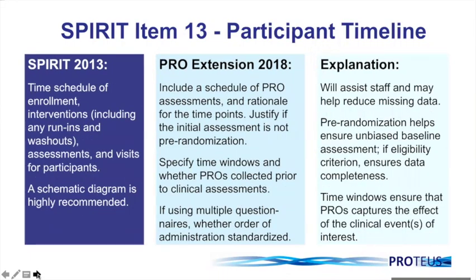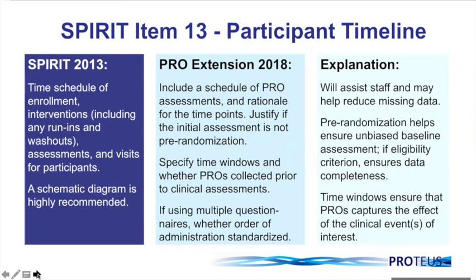So now let's turn to Spirit item 13, the participant timeline. Spirit 2013 stated that the time schedule of enrolment, interventions and any run-ins and assessments and visits for participants should be stated. And they recommended that a schematic diagram is included. The Spirit Pro extension states that you should include a schedule of PRO assessments and rationale for the time points, justifying if the initial assessment is not pre-randomization.